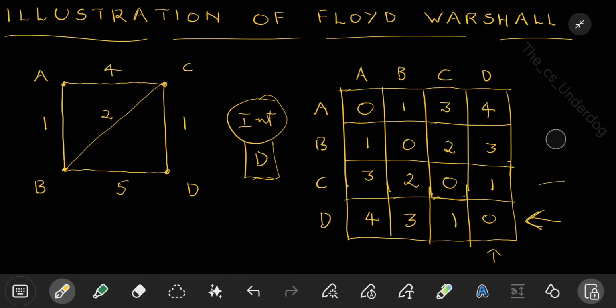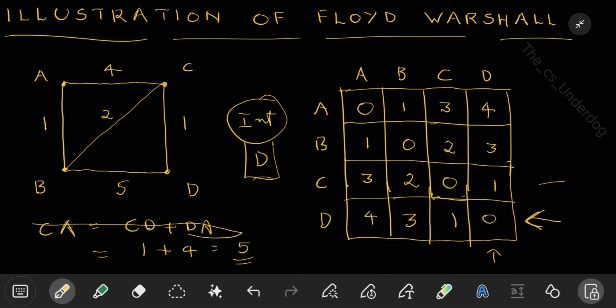BD I am not considering because D is an intermediate vertex. It will be BD plus DD. DD will be 0, so we'll skip. Next row, there is CA. Let us take CA. CA is equal to CD plus DA. CD value is 1 plus DA value is 4. This will give you a total of 5, but the existing value of CA is 3. So you should not make the change. You should keep this 3 as it is. This 4 will also remain, this 1 will also remain.